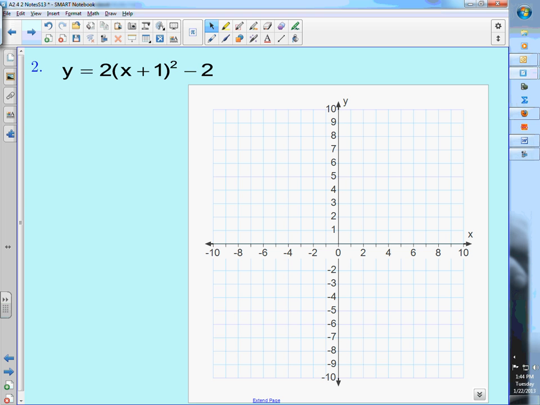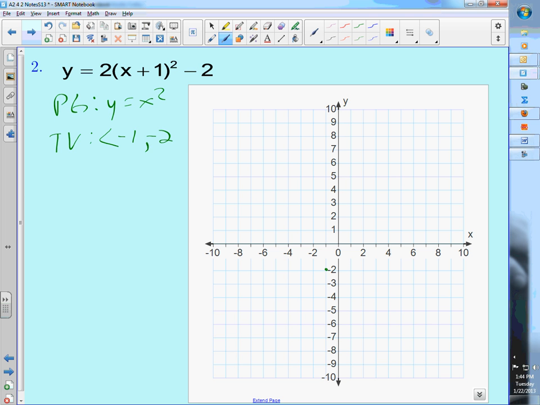Where's the vertex? -1, -2. So when we're making our list, again, transformational form is the easiest. The translation vector, -1, -2. The vertical stretch factor, again, is 2. Is anyone not seeing where those things are coming from?